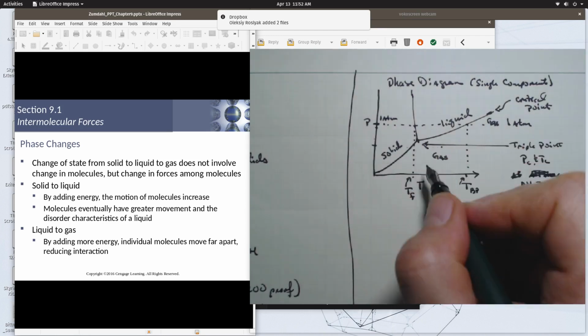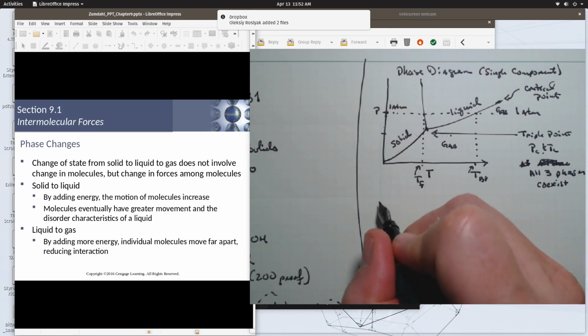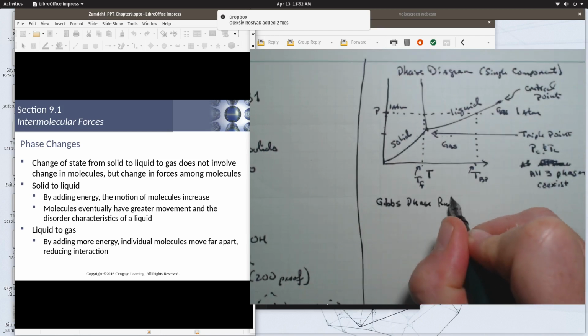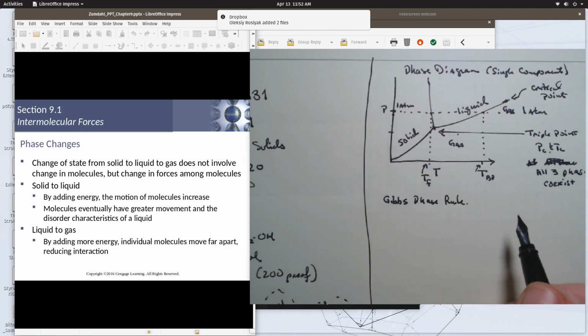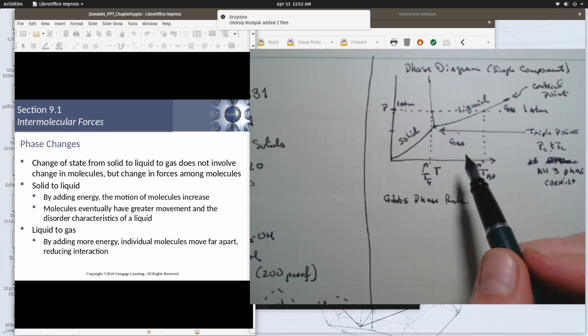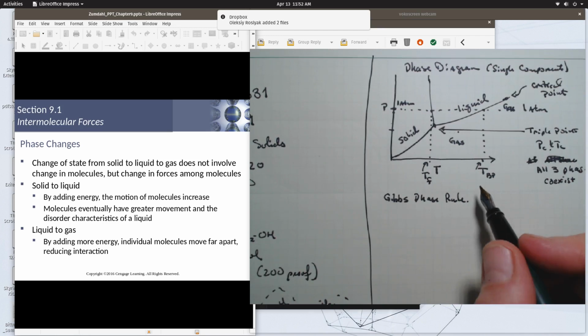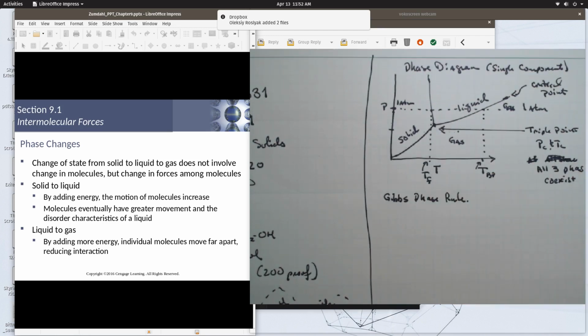The other thing which is important to point out from these phase diagrams is what's called the Gibbs phase rule. And the Gibbs phase rule, again, follows directly from the laws of thermodynamics. The Gibbs phase rule says that a single component system can have at most a triple point. I cannot have 4 phases simultaneously in the system.